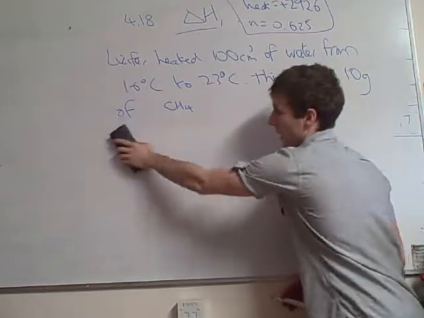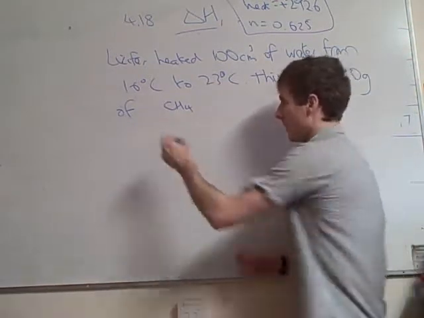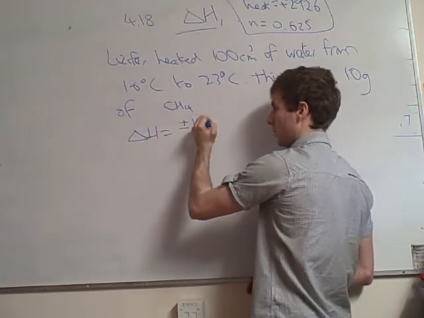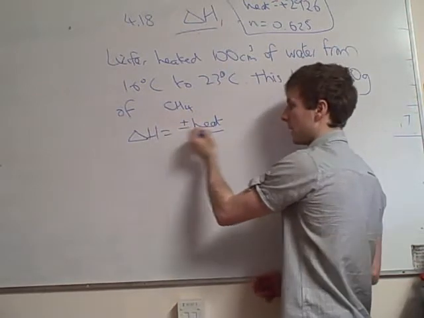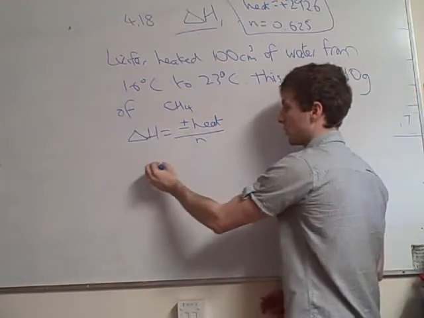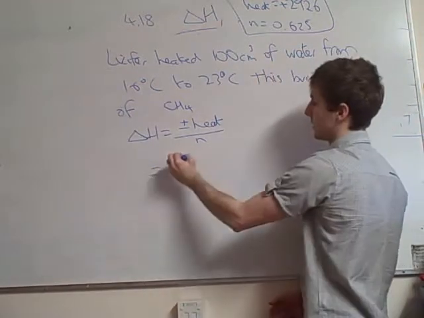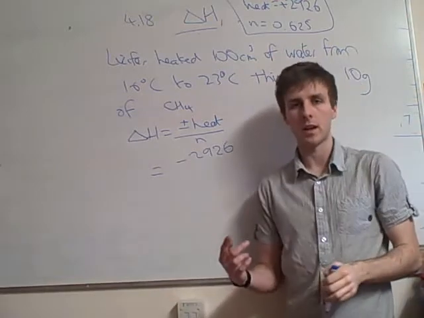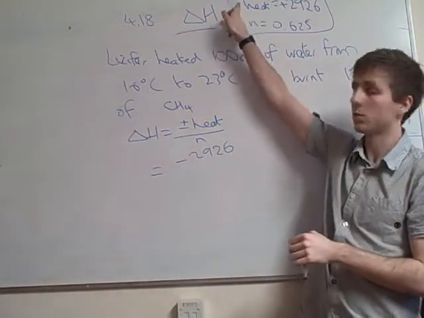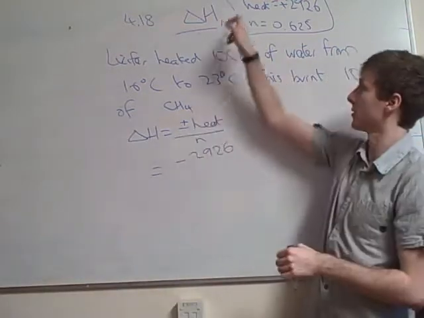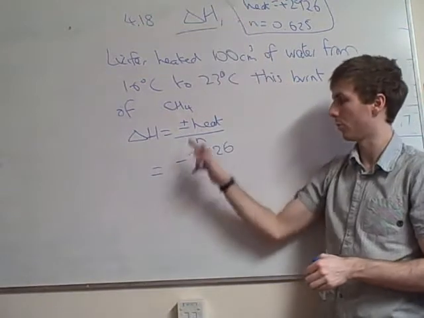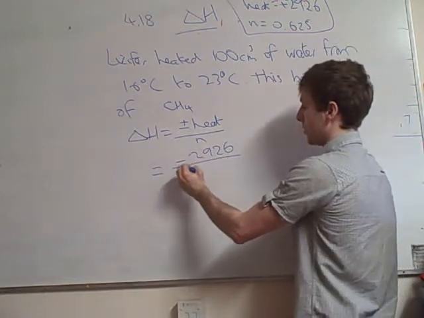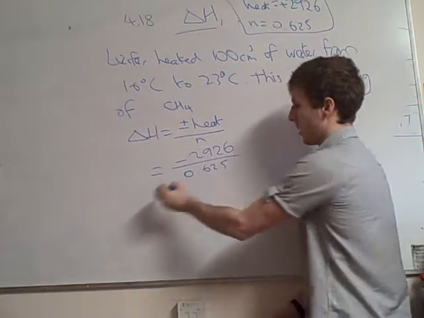I can then use my third equation. The change in enthalpy equals, flip the sign of the heat divided by moles, which is going to equal minus 2,926. Remember, you flip the sign because it's not the surroundings we want, it's the chemicals. And if the surroundings gain that much, the chemicals must have lost that much. Divide that by the number of moles, which is 0.625.